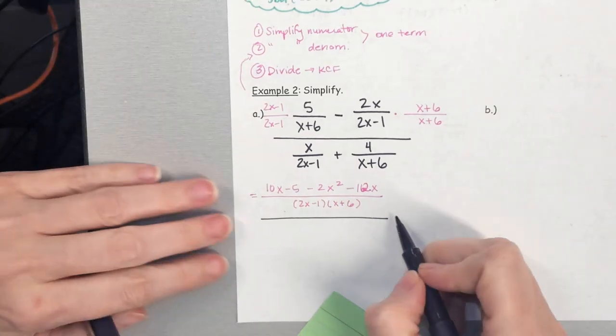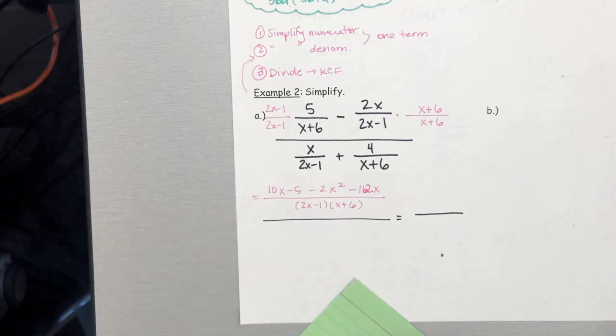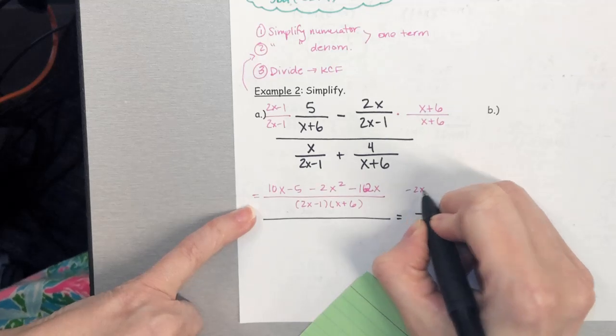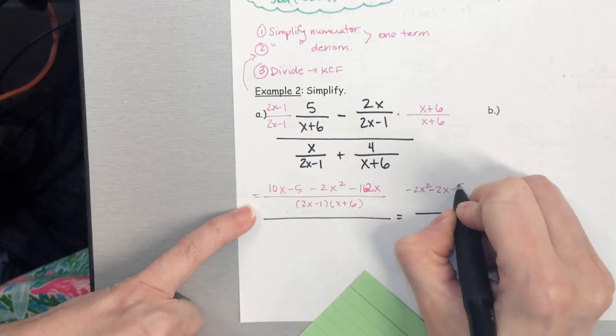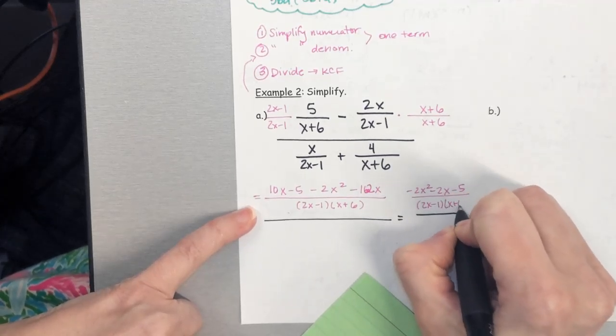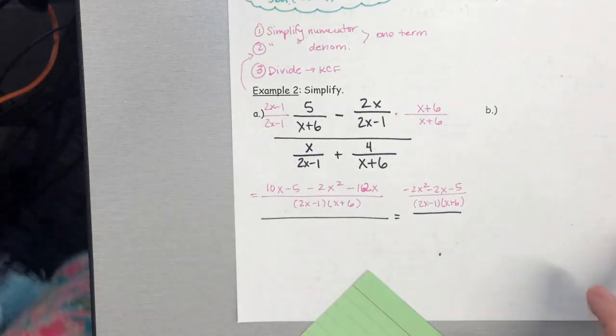Okay, and then usually what I'll do is I'll keep going with that one. Okay, so I'll simplify to get 2x squared. 10x minus 12x is negative 2x minus 5 over 2x minus 1 times x plus 6. Okay, and we will try to factor that just in a little bit.